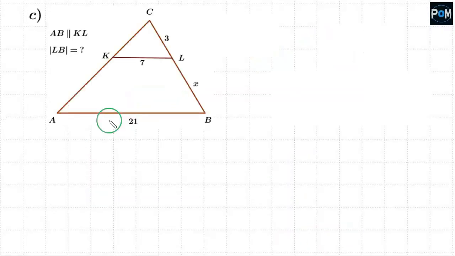In example C, we must calculate this segment X. This is segment LB. We know that segments AB and KL are parallel to each other, meaning this is parallel to this. So first, we make sure that these triangles are indeed similar triangles. Triangles are here. There is a small triangle KLC and a large triangle ABC.